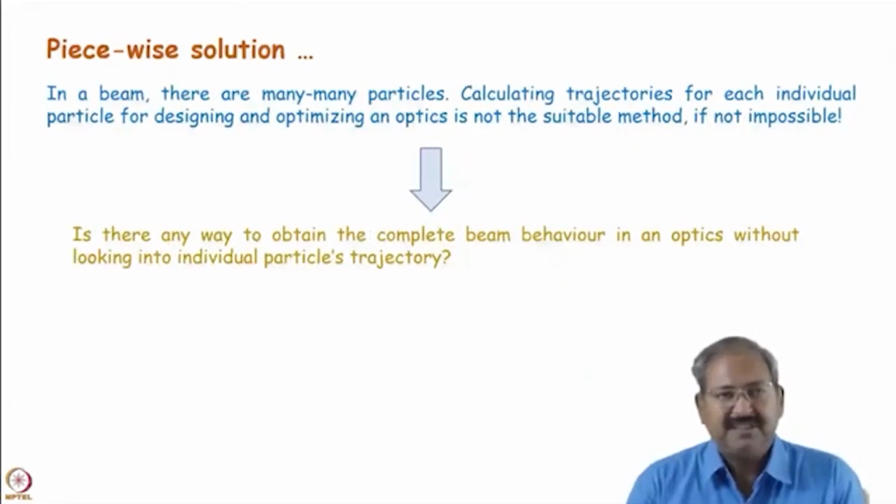Now, is there any way to solve the Hill's equation really keeping k as a function of s? Is there any mathematical tool in which we need not break the optics into pieces and solve each piece differently? Yes, definitely we have.